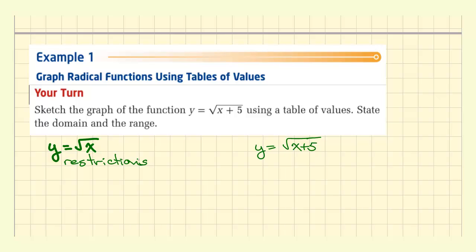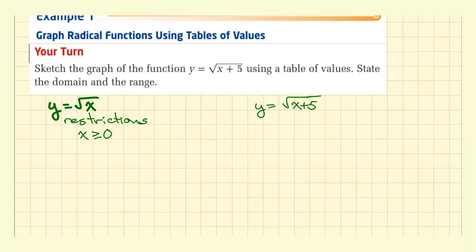We should know by now that we can't take the square root of a negative number, so the restriction is that x must be greater than or equal to 0. We can take the square root of 0. Then we can create a table of values for values that are greater than or equal to 0, like 0, 1, 2, etc.